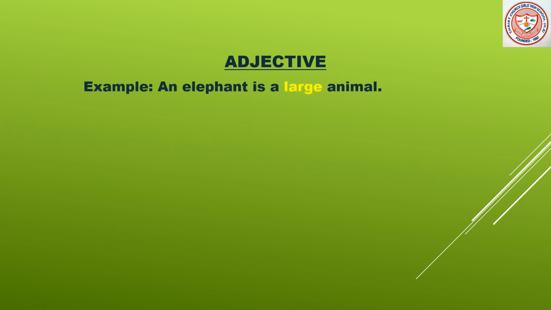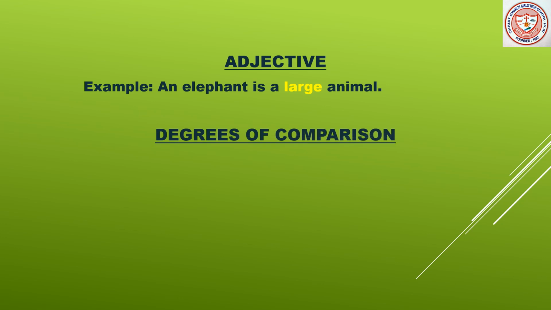Okay. So students, what is an adjective? An adjective is a word used to qualify a noun or pronoun. Let us go through the example. An elephant is a large animal. In this sentence, large is an adjective because it is qualifying the noun animal. So, it will be considered as an adjective.